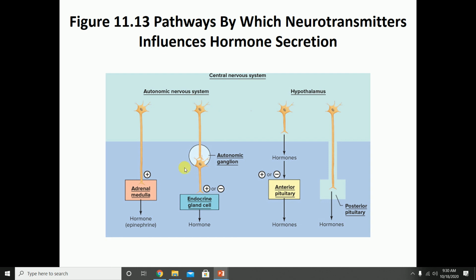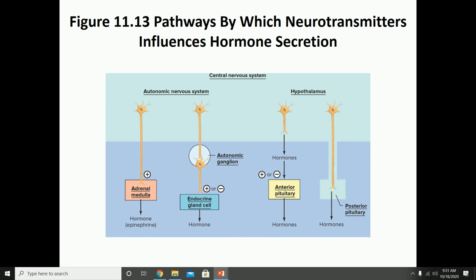Other glands can also be controlled by the autonomic nervous system, either to stimulate or to inhibit those glands. And there's a connection between the hypothalamus and the pituitary, whether the anterior or the posterior pituitary glands. We'll talk about them where there are different connections. So the connection between the hypothalamus and the anterior pituitary would be that the hypothalamus releases hormones, and those hormones are either going to stimulate or inhibit the anterior pituitary, while the hypothalamus also makes some hormones, and those hormones are going to be stored in the posterior pituitary and then released from there.